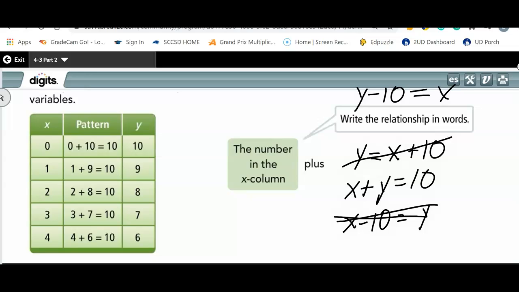It works. So here, X or Y. Y is 10. 10 minus 10, does that equal 0? Yes. That's good. Go to the next one. 9 minus 10, does that equal 1? No, because that's a negative number.